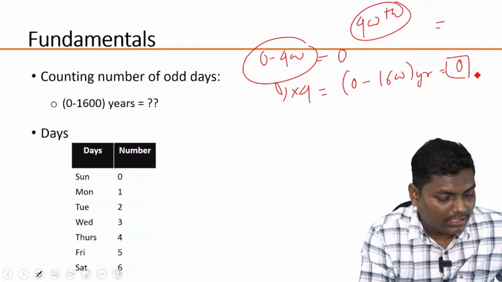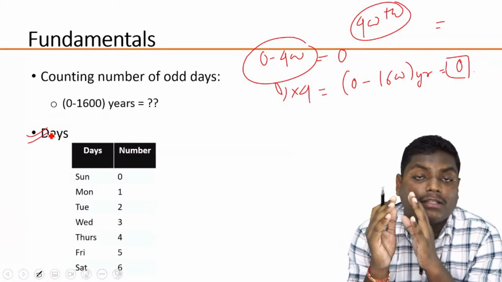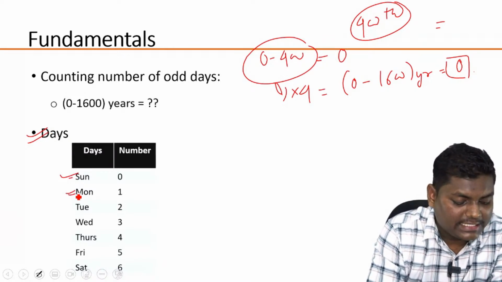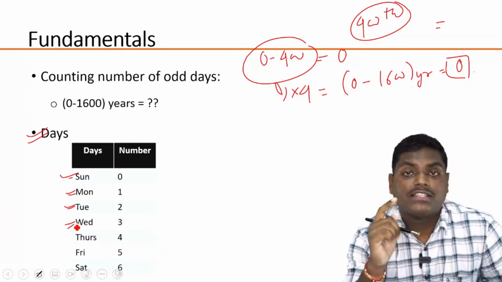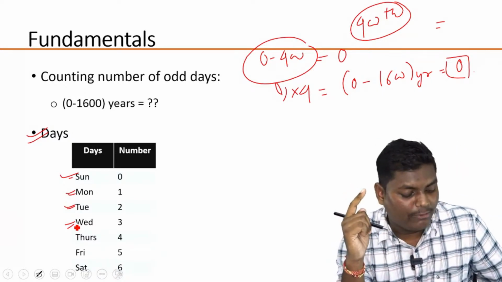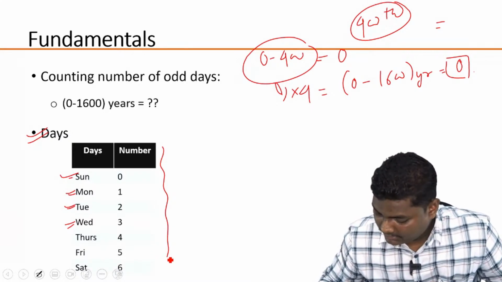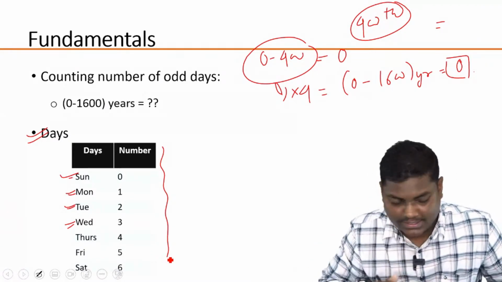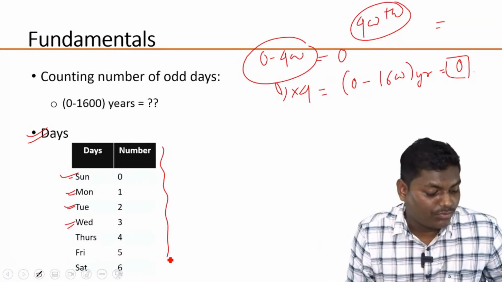Now let's move to the next thing. We will be correlating each day with a number. So Sunday is taken to be 0, Monday is taken to be 1, Tuesday is taken to be 2, Wednesday 3, similarly Thursday 4, Friday 5, and Saturday 6. This is how we consider it. Great, Nomi. Yes, we will be getting 0 odd days. Okay. So with this, let's try and solve the questions using the concepts.